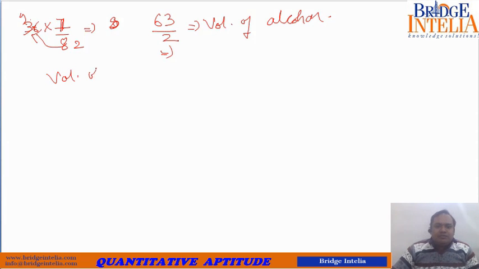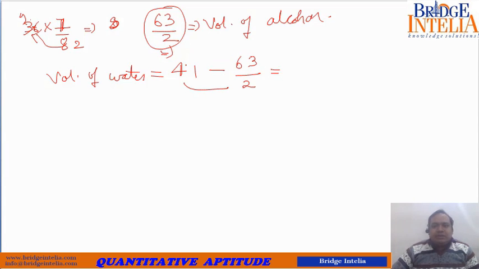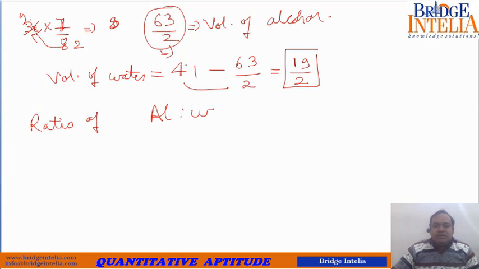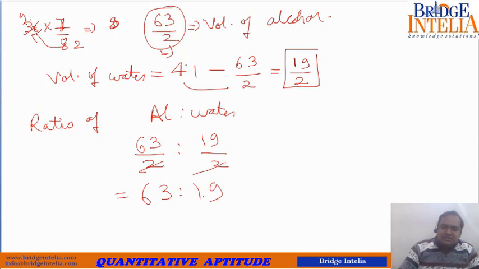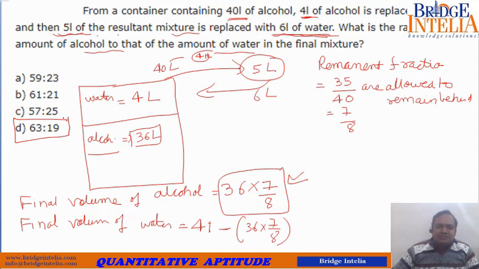So volume of water is equal to 41 minus this much. 41 minus 63 by 2. So this comes out to be 82 minus 63. So that is 19 by 2. So ratio of alcohol to water: alcohol 63 by 2, water 19 by 2. This 2 and this 2 would get cancelled. So final ratio comes out to be 63 is to 19.